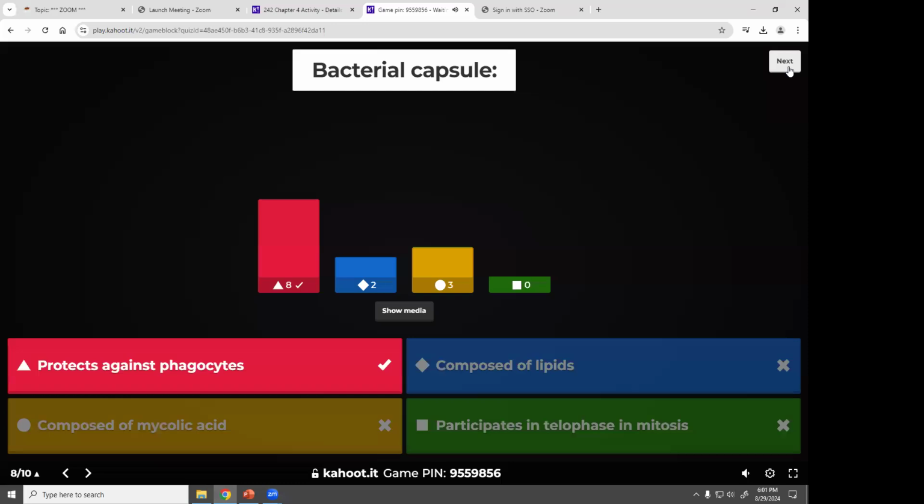All right. So majority wins with this one. This is going to be protecting against phagocytes. What was the other big one? It really has two major functions that we're concerned with. Yeah, it's going to be evading the phagocytes or the immune cells and adhering. So it could be sticking to surfaces or creating biofilms, that sort of stuff.